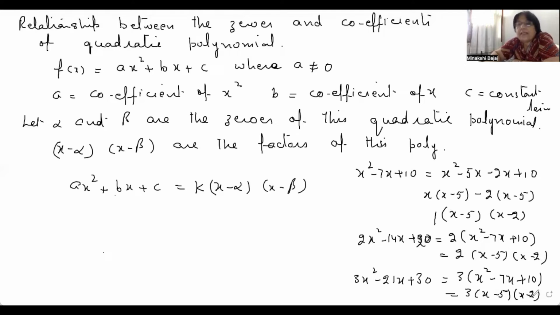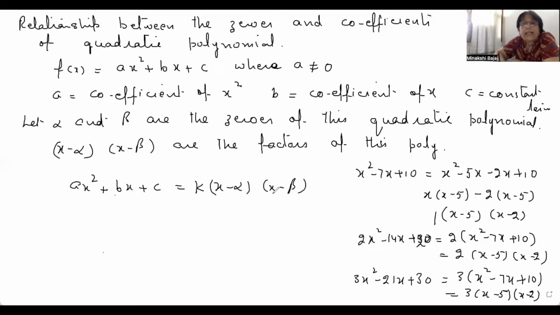x minus 5, x minus 2 are the factors of this polynomial. Here k is 1, k is 2, k is 3. So for this we generalize it, and instead of writing 1, 2, 3, we write k. That is why this k is written. So ax square plus bx plus c is equal to k times x minus alpha, x minus beta.